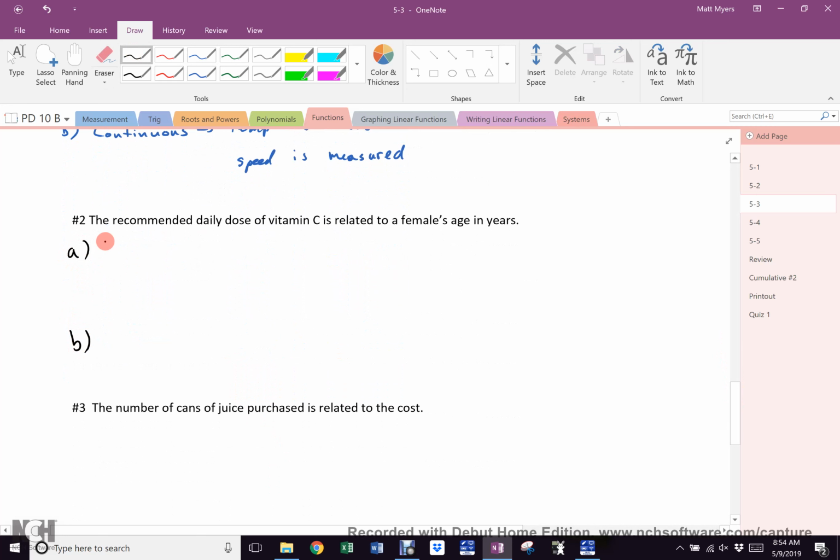Number 2. IV and DV. Talk amongst yourselves. And 10, 9, 3, 2, 1. What's the IV? Age. What's the DV? Dose. Why? The dosage depends on how old you are.